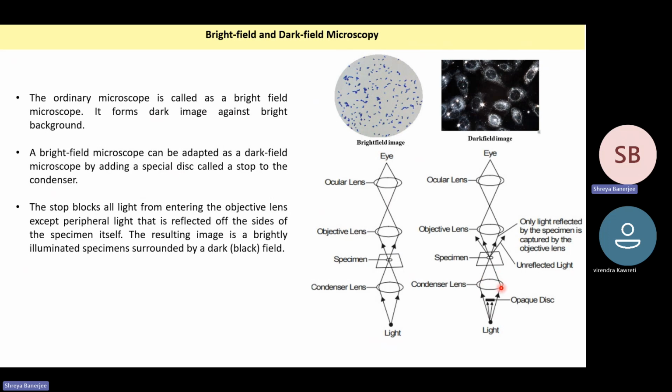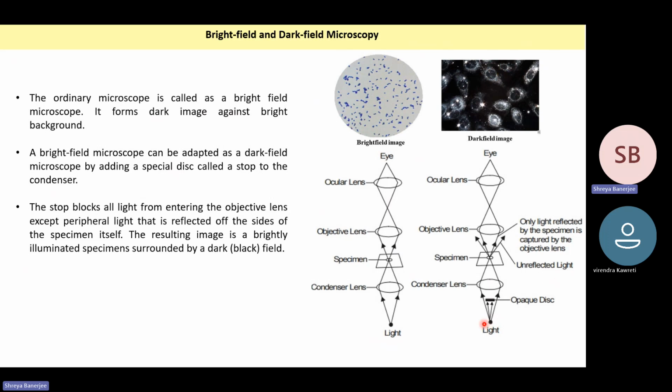And so this peripheral light is reflected off the sides of the specimen and you can see this circle. Imagine this is a cell. So you can see only the sides of the cell brightly. The rest of the cell will be dark.